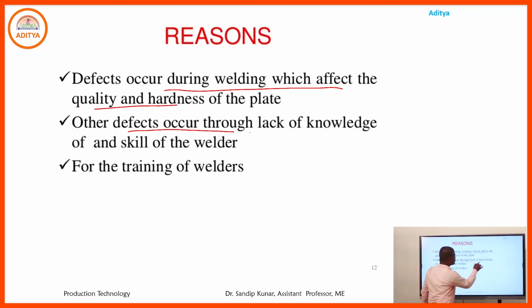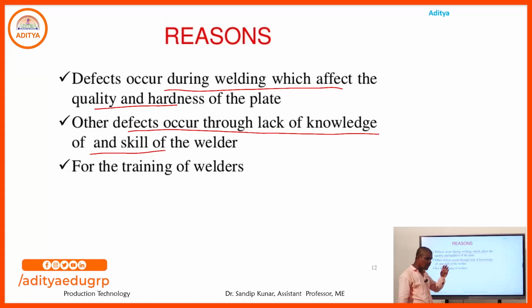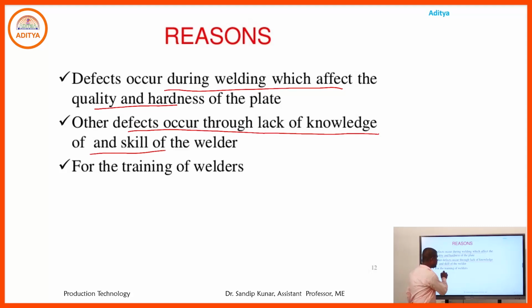Other defects occur through a lack of knowledge or skill of the welder. For any type of welding, a skilled operator is required. Anyone cannot do the weld. So for better welding, a skilled operator is always needed. Another point is the training of the welders. If we are using persons or robots for welding purposes, they must be trained. Otherwise, they will not do the proper welding.